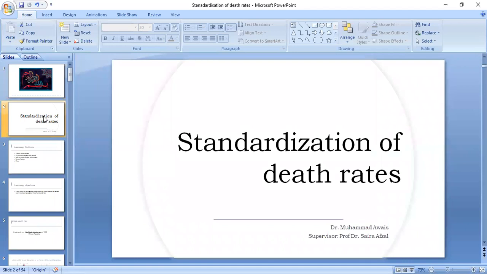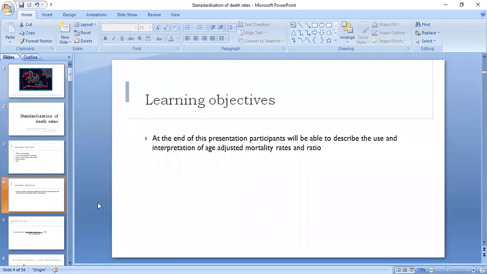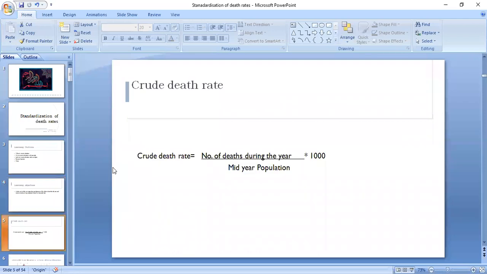Today we will discuss the standardization of death rates, and I am presenting under the kind supervision of Professor Dr. Saira Afzal. The learning outline of today's presentation is: what is standardization, death standardization with example, index and MCQs. By the end of this presentation, participants will be able to describe the use and interpretation of age-adjusted mortality rates and ratio. Now, first of all, we will have a brief overview of the crude death rate.